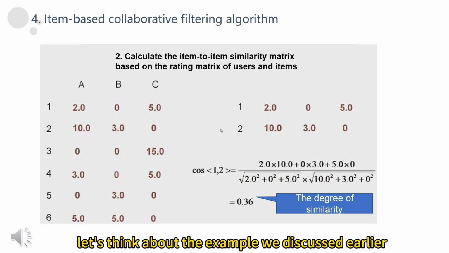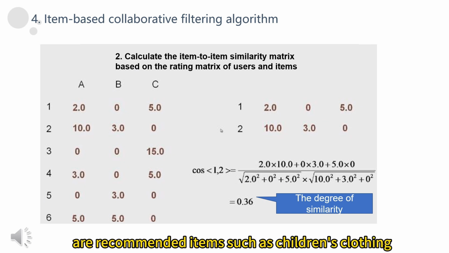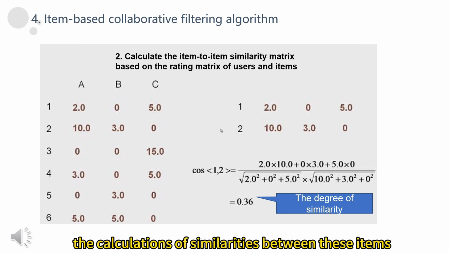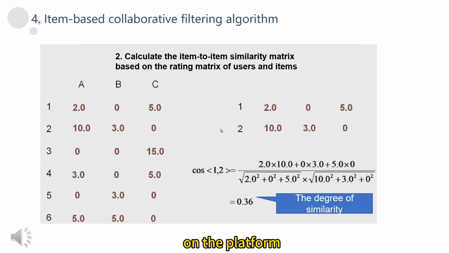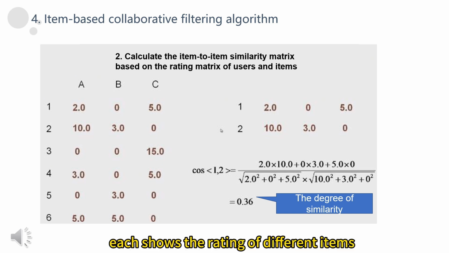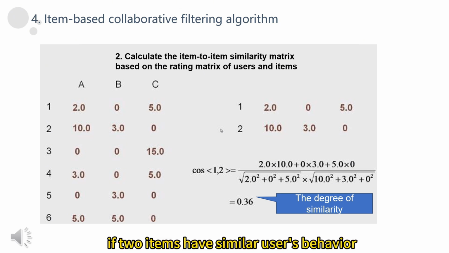Let's think about the example we discussed earlier. The users who purchased books on the theme of parent-child relationships are recommended items such as children's clothing and father-child themed holiday cards. The calculations of similarities between these items is based on the overall user rating data on the platform. So far, we have aggregated the rating table. Each shows the rating of different items among all users. If 2 items have similar users' behavior, the distance must be the shortest.